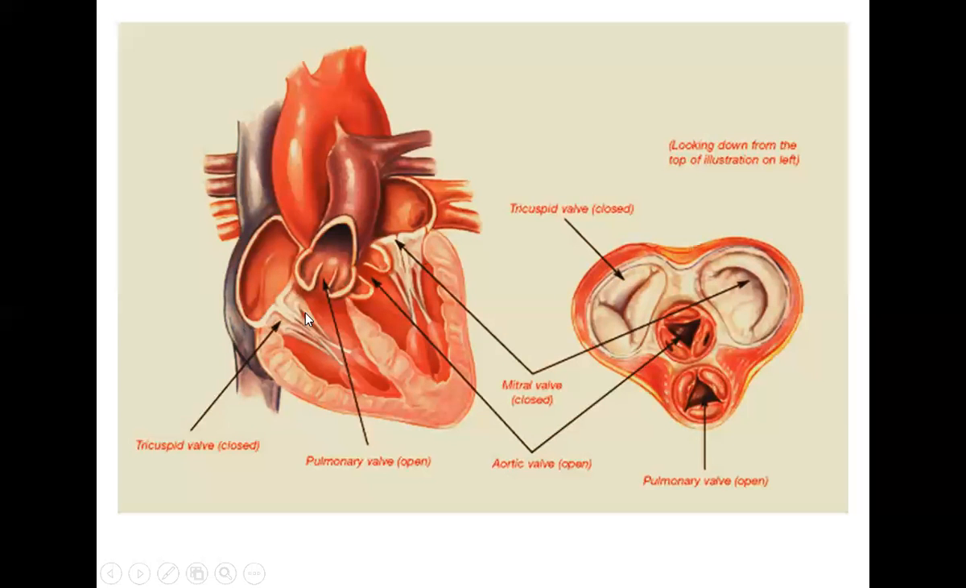If you see here, this is the tricuspid valve with three cusps, the bicuspid valve with two cusps, and these are the aortic and pulmonary valves with three semilunar cusps.